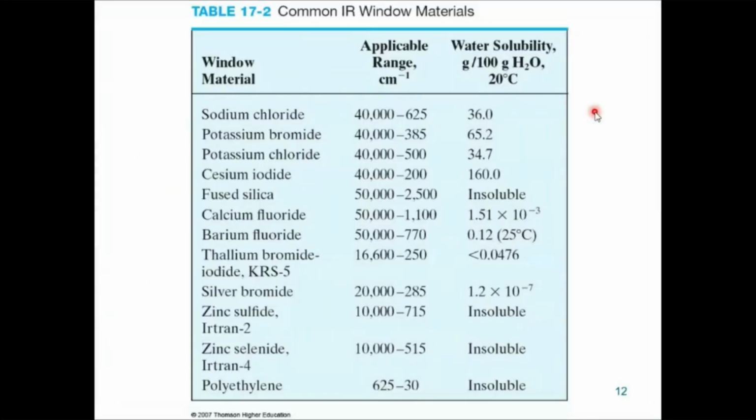Now, these are common window materials. See, the first three are very common: sodium chloride, potassium bromide, potassium chloride. Go through the list.